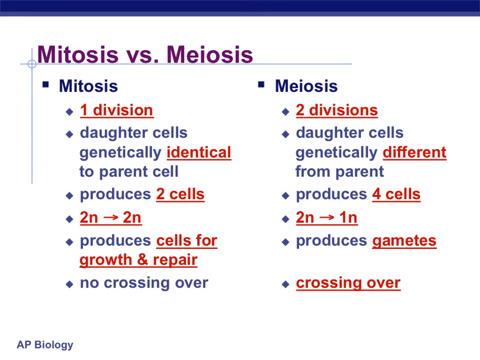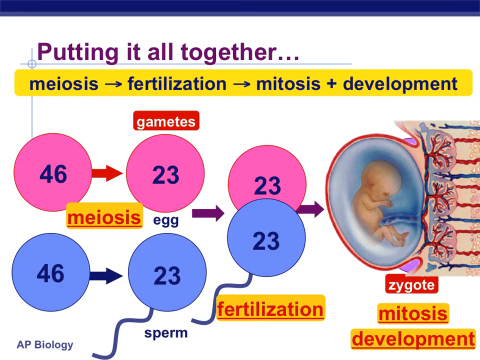This slide is a summary of the events of mitosis versus meiosis. Pause the video and review the differences. And of course, both processes are important to life. With meiosis, fertilization produces a zygote, and then by mitosis there is growth and development through the lifetime of that organism.